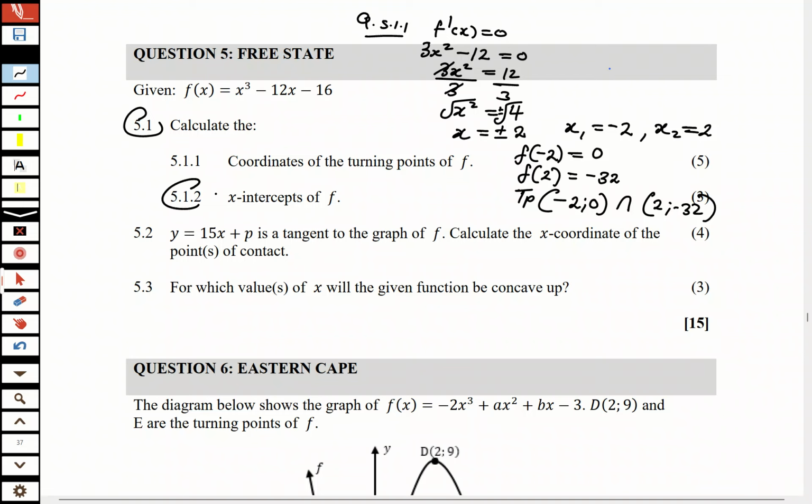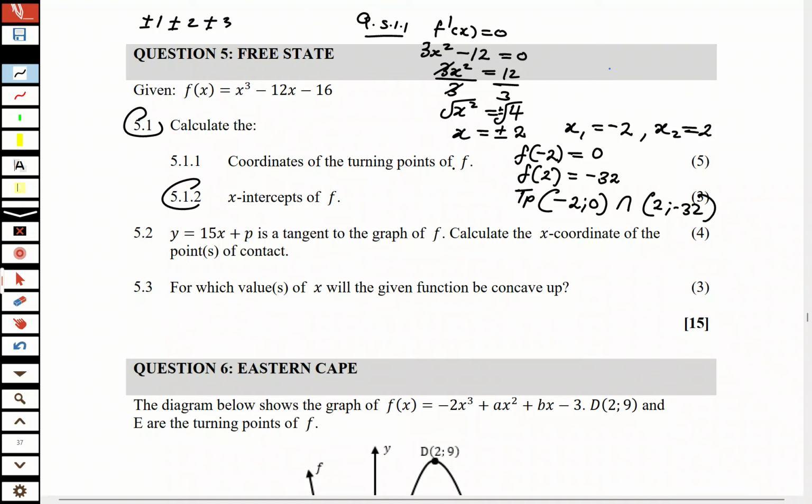So now the next question is to calculate the x-intercept. This is the reason why I spent time on negative 2: whenever you want to calculate the x-intercept of your cubic function, you will try plugging in plus or minus 1, plus or minus 2, plus or minus 3, and so on. And then if you find that your function is equal to 0, that's your what?